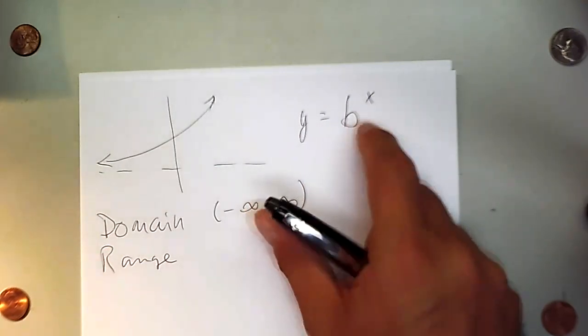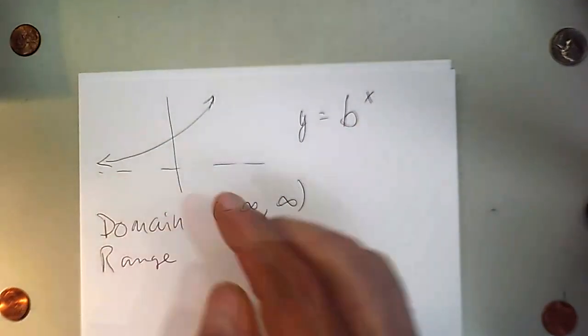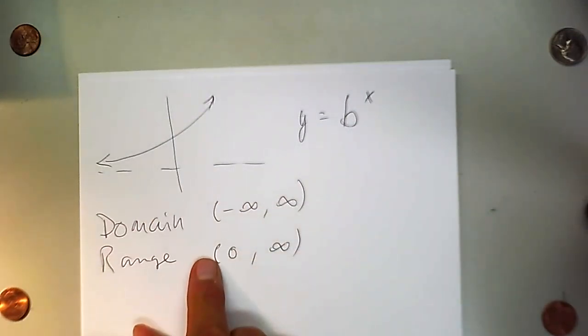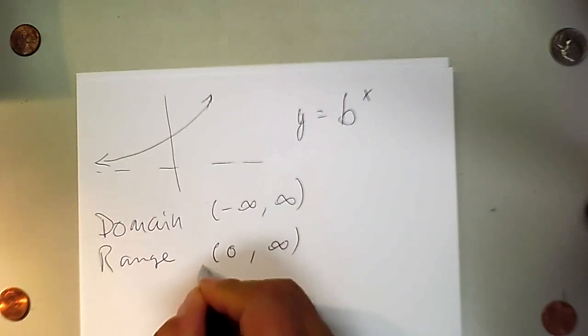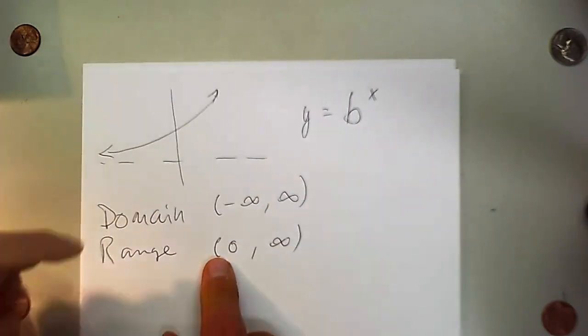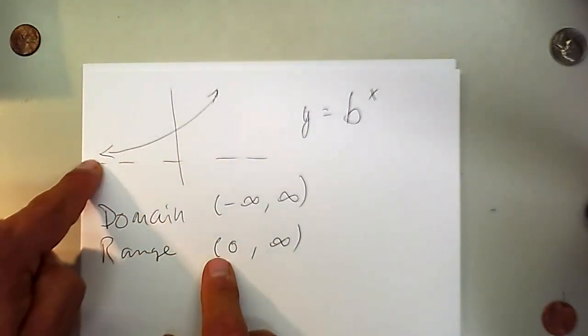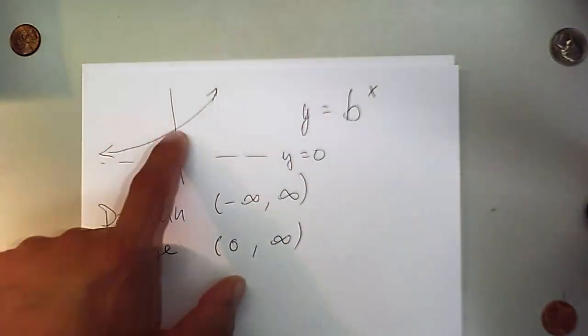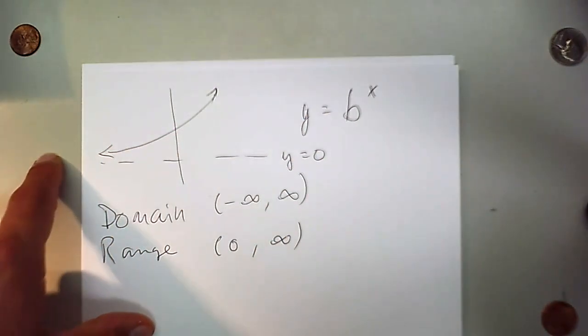And yeah, anyway, the range goes from 0 to infinity. Notice that we don't put a bracket here. There is no square bracket. We keep it open because we have the kind of asymptote we have here, which is y equals 0, the one where the graph gets closer and closer without ever touching it.